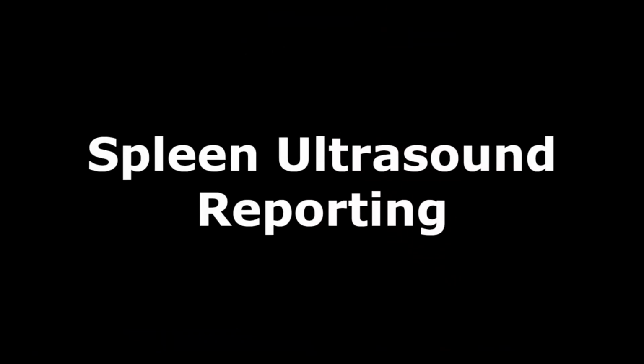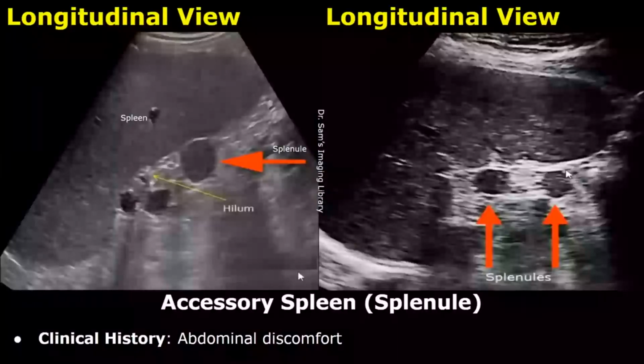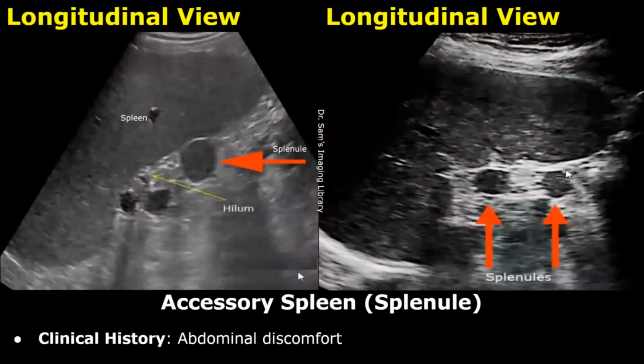And this video is about spleen ultrasound reporting. We will see how to write ultrasound reports for the spleen. We will look at the clinical history, findings and impression. This is not a complete abdominal ultrasound report. The first case is of accessory spleen or splenule.